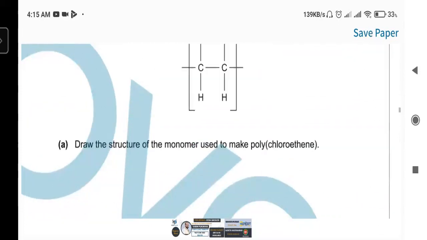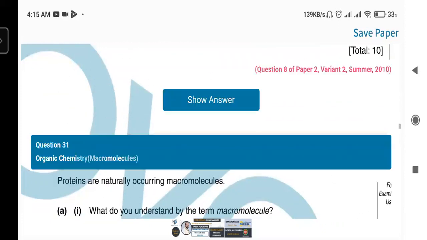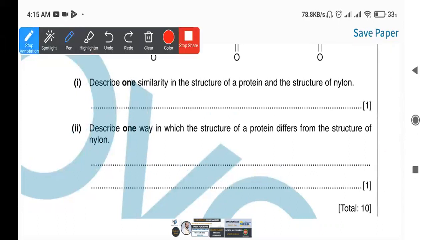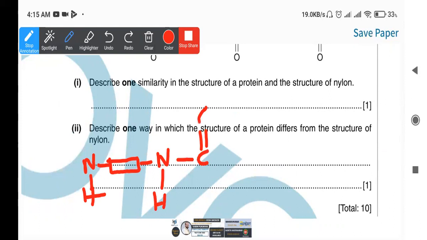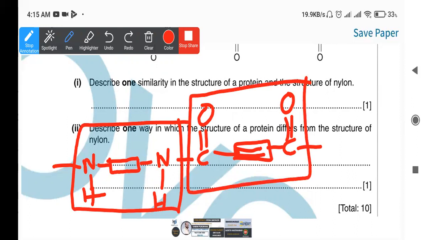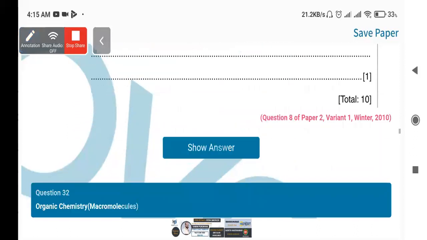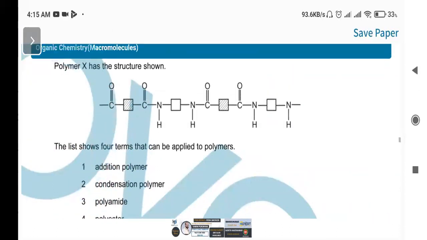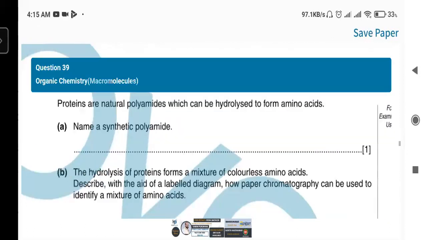Okay, forget it. Let me draw. And in nylon, what happens? Suppose this is one unit. So both sides contain N, then CO, CO, right? Okay. So one unit has amine groups on both sides and the other unit has carboxyl groups on both sides. So that's the difference. Okay. So these are all sort of easy. You can do it.